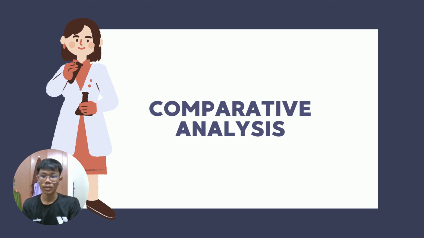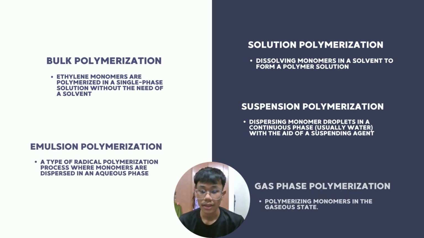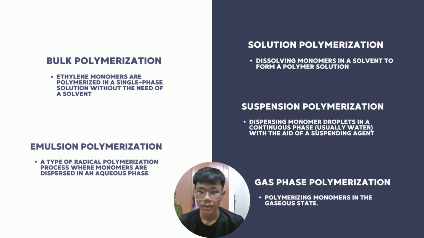Okay, now we will go through the comparative analysis section. There are several differences between these five polymerization methods. For bulk polymerization, ethylene monomers are polymerized in a single phase without the need for a solvent.